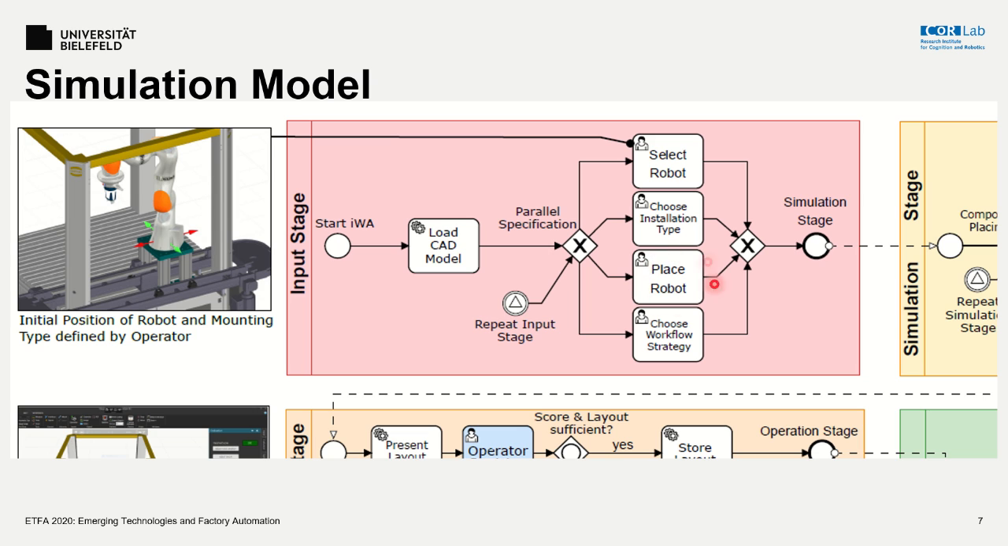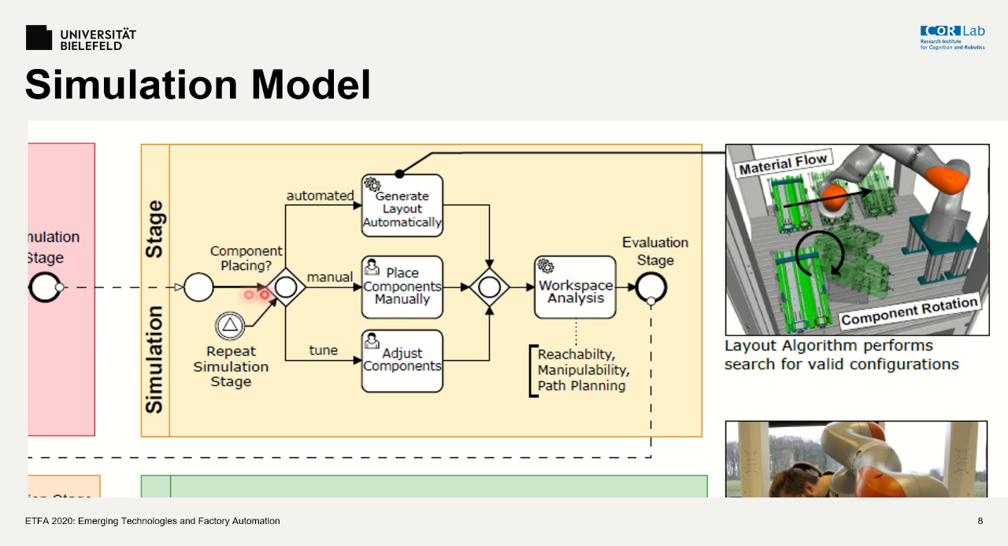Then, as already mentioned, the problem where the robot is going to be placed. He can drag and drop the robot around here and place it in some different place. After all is specified, you can move on to the simulation stage, and the user decides if he likes to generate the layout for the task automatically with all the components, or he likes to do it manually. Or in a third case, if he likes to fine-tune or adjust some components.